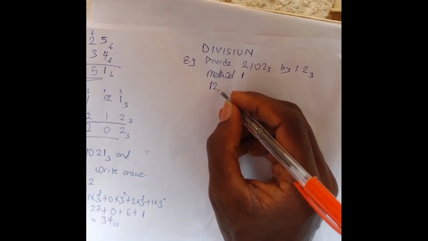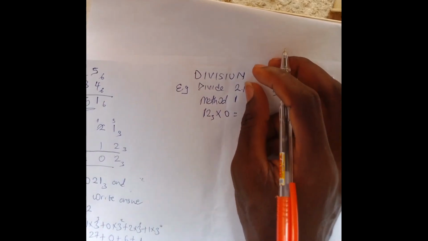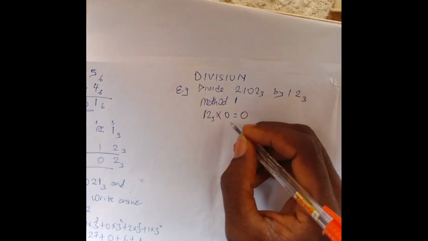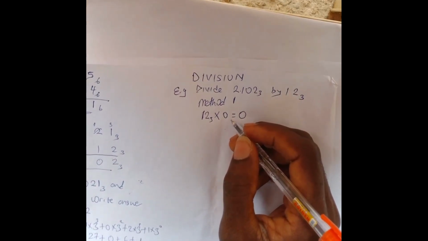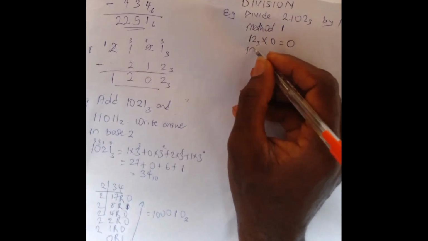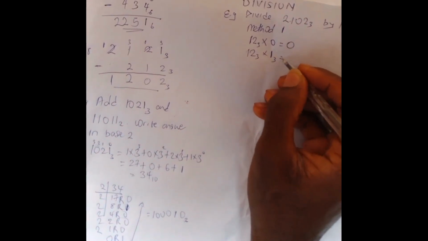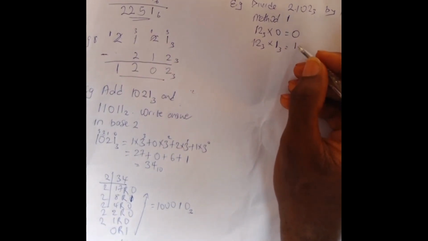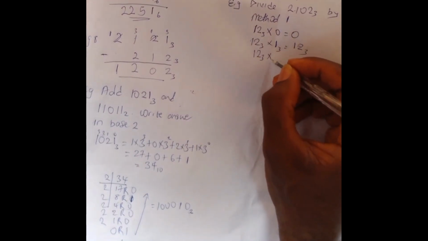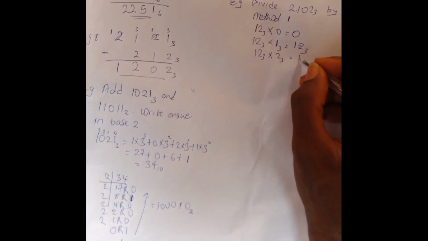12 base 3. Let's start from 0. 12 base 3 times 0. Anything times 0 will give us the same thing. So 12 base 3 times 0 gives us 0. Then 12 base 3 times 1 base 3 will give us 12 base 3. Now 12 base 3 times 2 base 3 will give us 101 base 3.